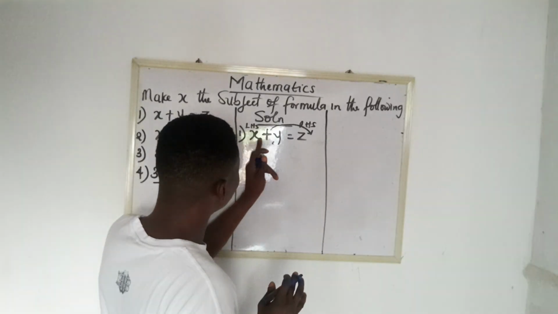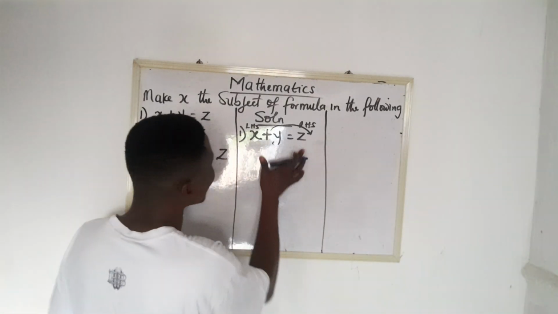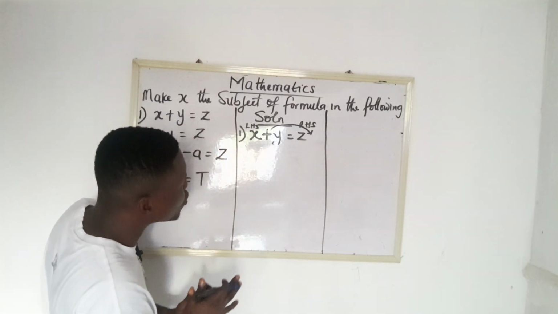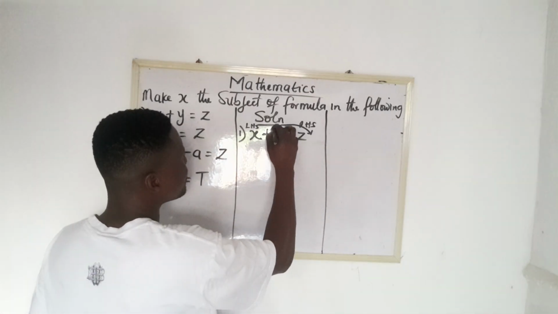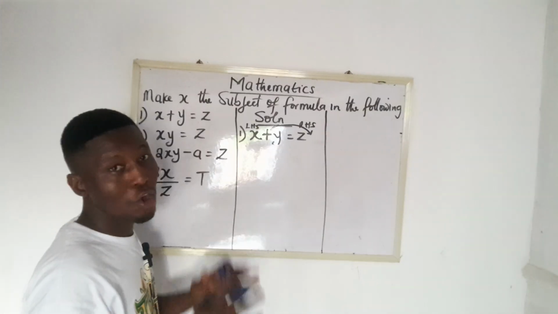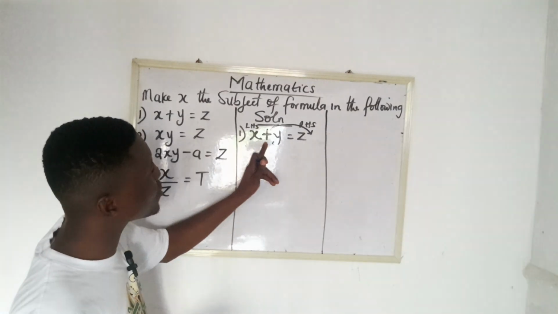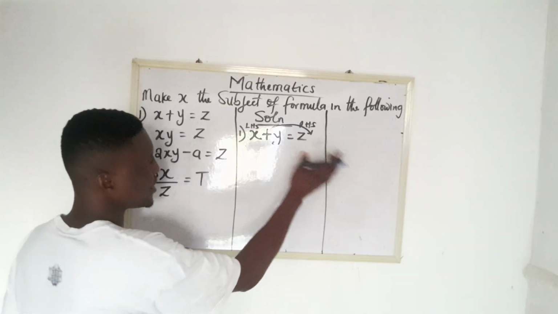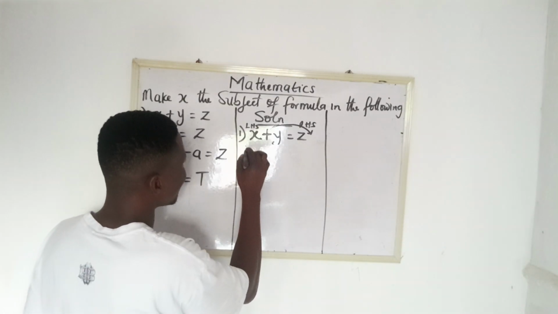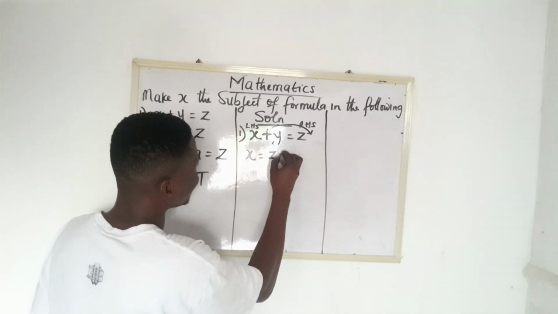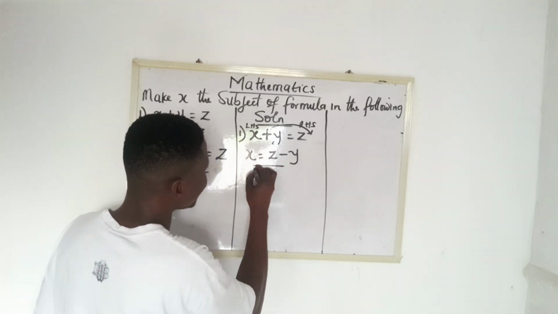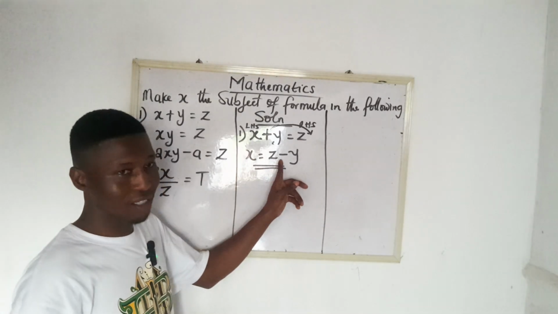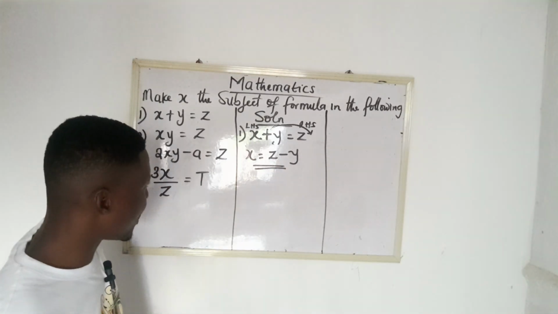We have x plus y equals z. Here we have 3 terms, x, y, and z. So all we need to do here is to take the plus y to the other side of the equation, and whenever the plus sign crosses the equal to sign, then we have a negative y. So here we have x equals z minus y, and here is our final answer. X is now the subject of our formula.